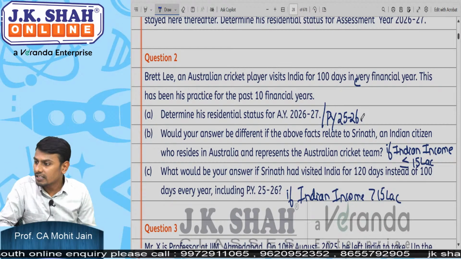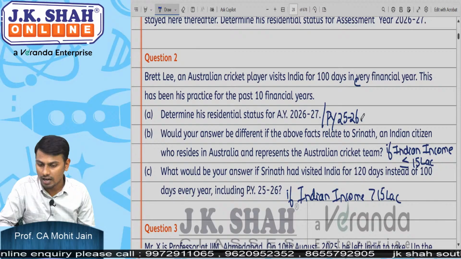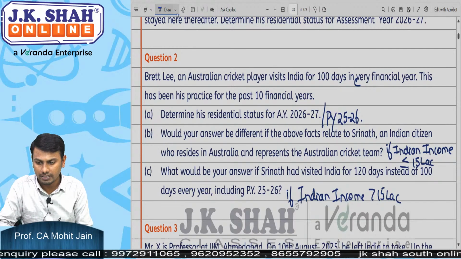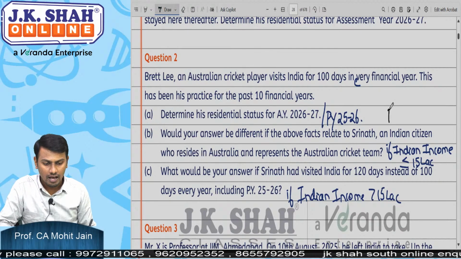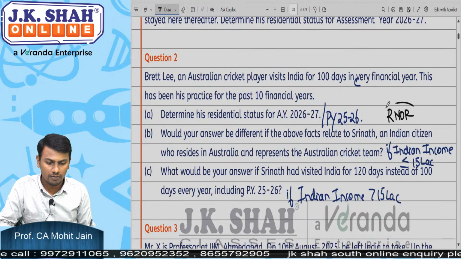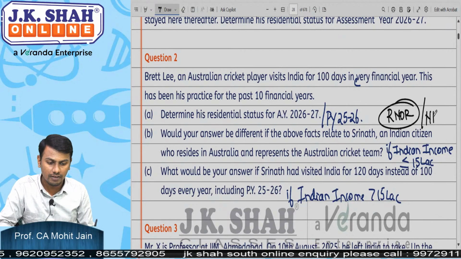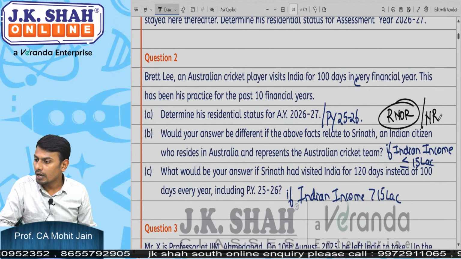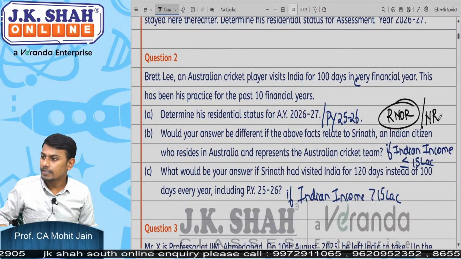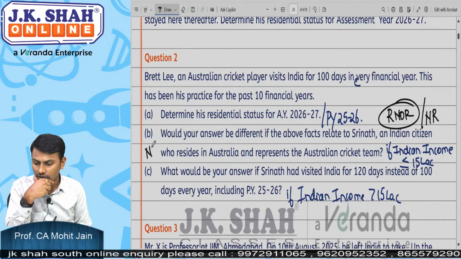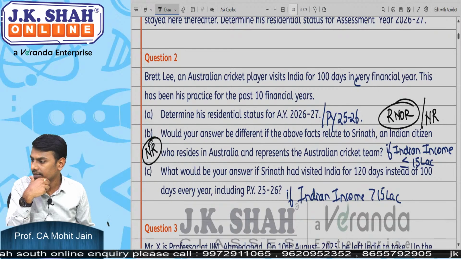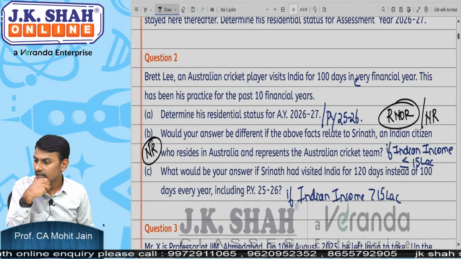Yes, the first answer I've got is RNOR. Multiple people are giving me the answer RNOR for the first case. Some people are also saying NR in the first case. So I'm getting 2 answers for the first case: some people are saying RNOR and some people are saying NR. Second case, the answer I'm getting is non-resident.